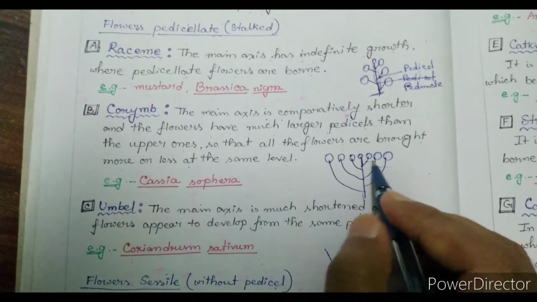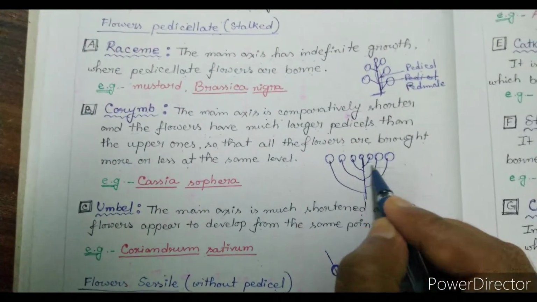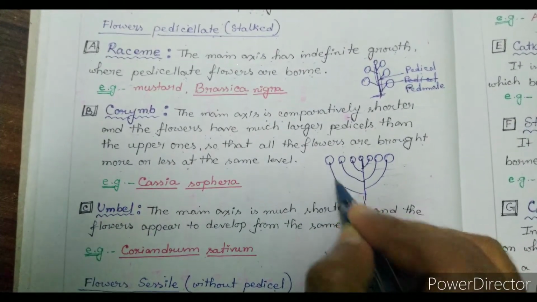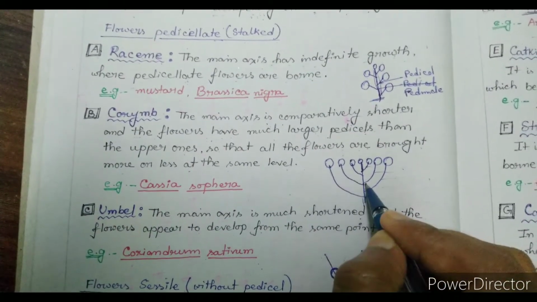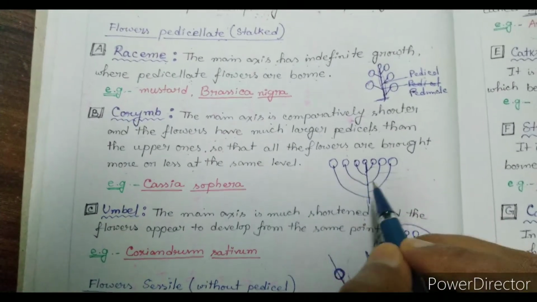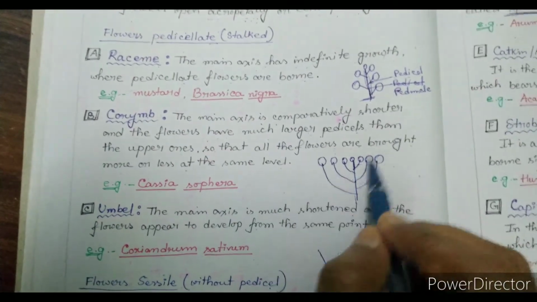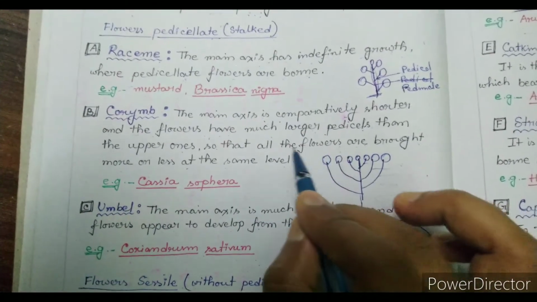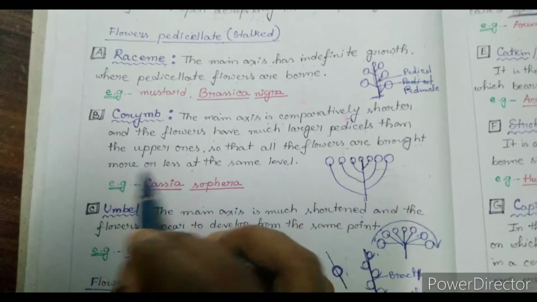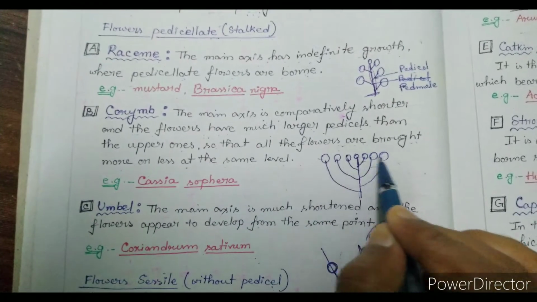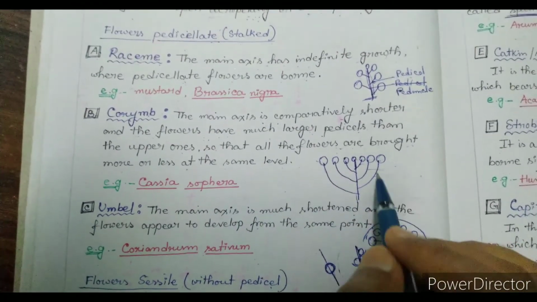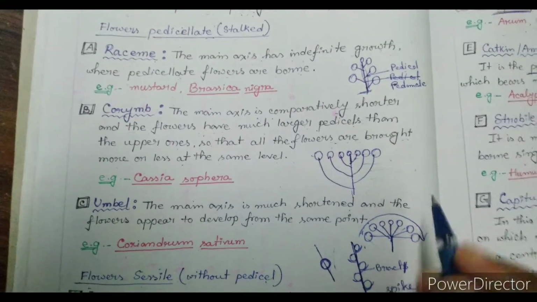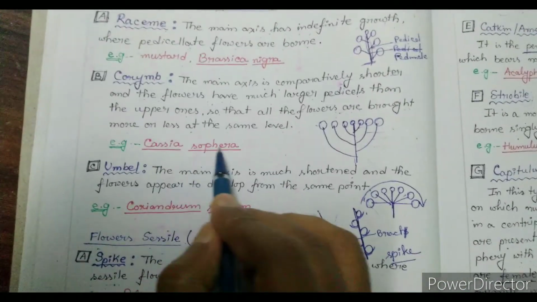So the pedicels become shorter going upward, and the lower pedicel is longer than the upper one. After some time the flowers are brought more or less to the same level, so all the flowers are at the same level. This type of arrangement is called corymb inflorescence, and the example is Cassia sophera.